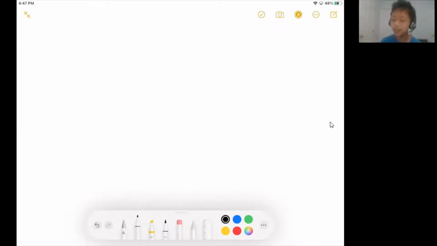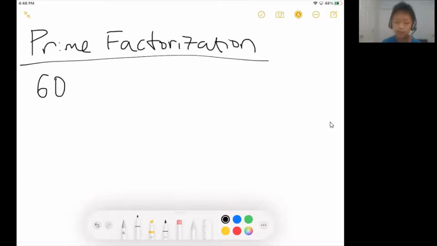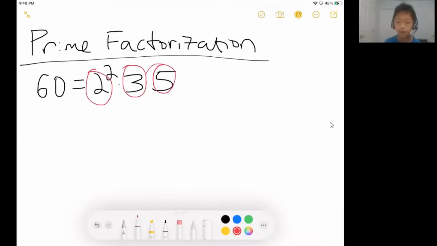Prime factorization is very important in math because it has many interesting properties. Basically, prime factorization is writing a number as a product of primes. For example, the prime factorization of 60 is 2 squared times 3 times 5. Notice that 2 squared times 3 times 5 clearly equals 60. But also notice that these bases, this 2, this 3, this 5, are all prime numbers.